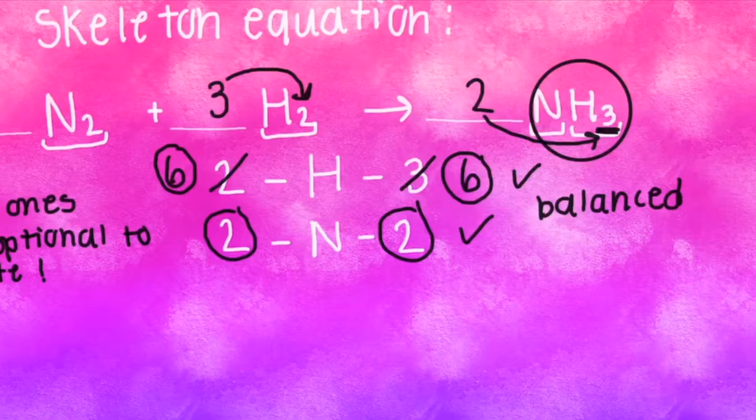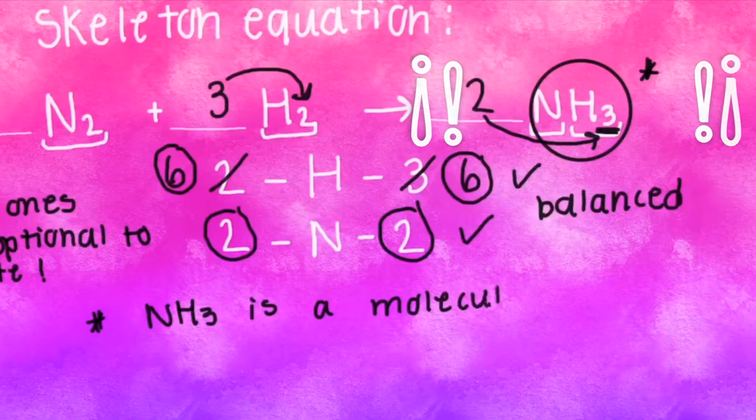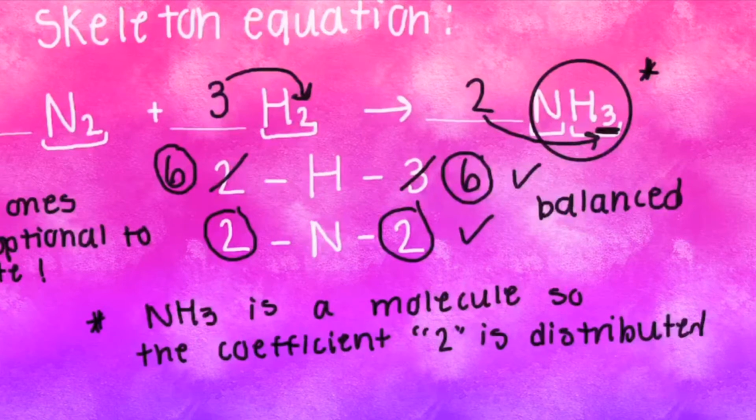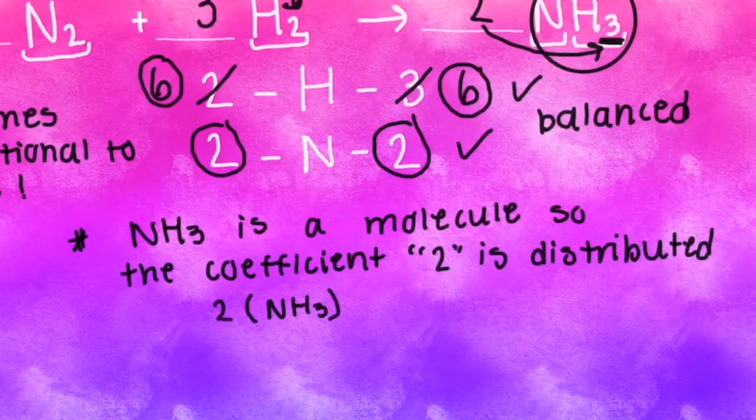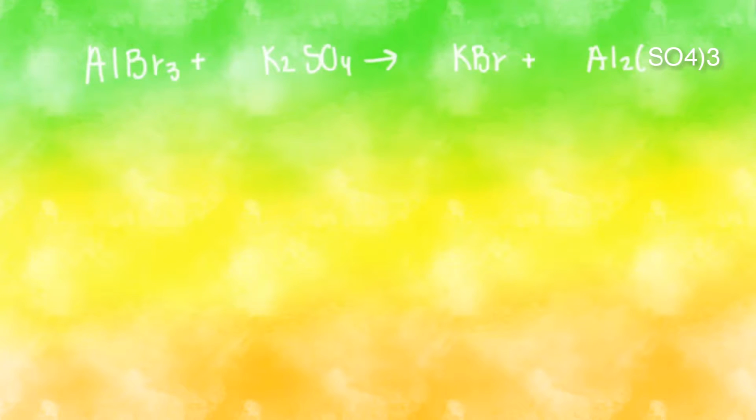Also, another tip, if you look on the right, the NH3, that is one molecule. So if you put a coefficient in front of it, the coefficient applies to all the elements in that molecule. So 2 gets distributed to the nitrogen, meaning 2 nitrogen atoms, and then 2 times 3 hydrogen, yielding 6. Now let's solve a slightly harder example using parentheses.